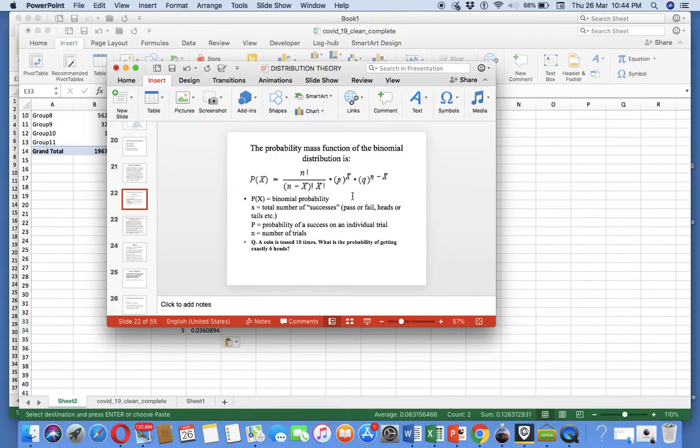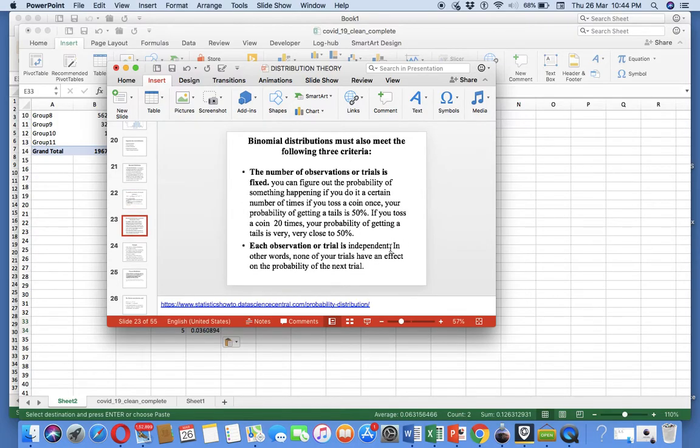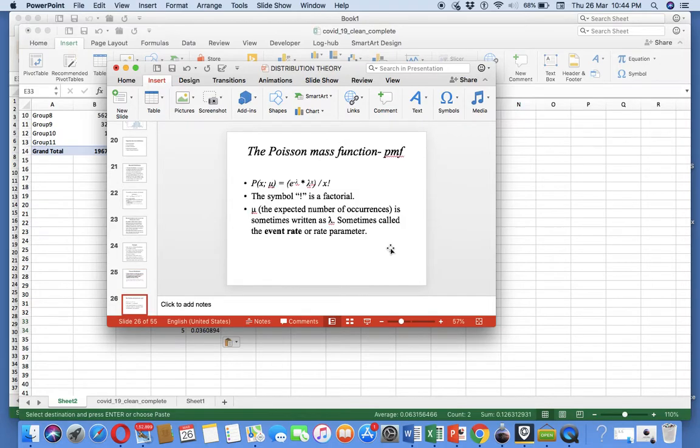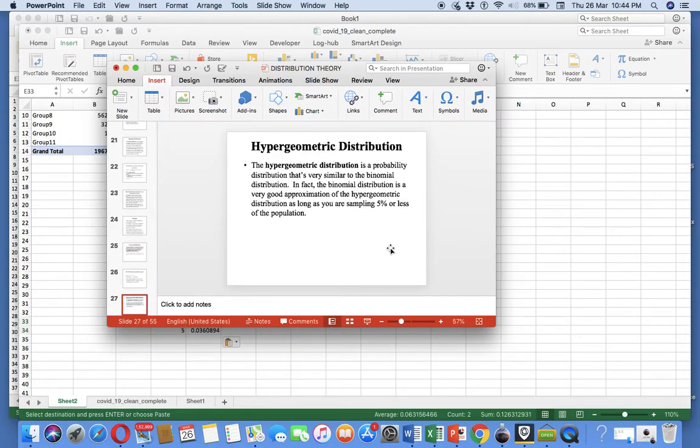The mean is 0.25. So you can calculate this as N into P into Q. The standard deviation is N into P into Q, where N, P and Q have been defined. Now we move on to the hypergeometric distribution.